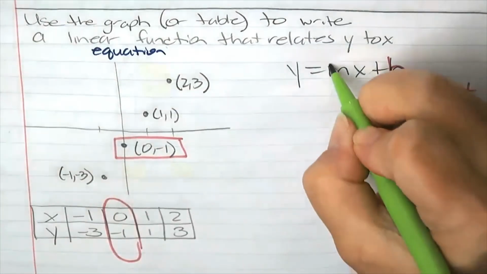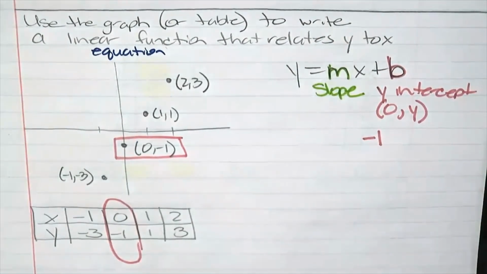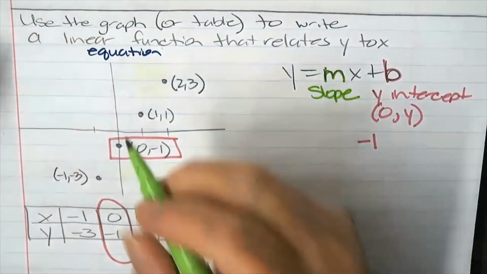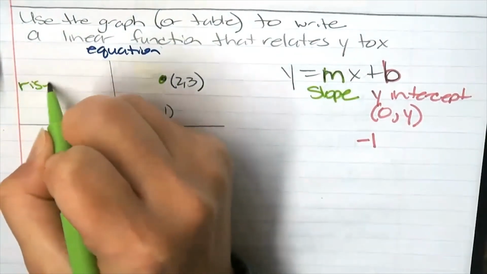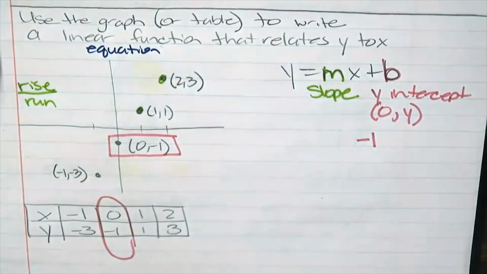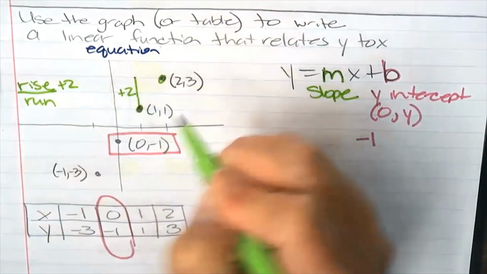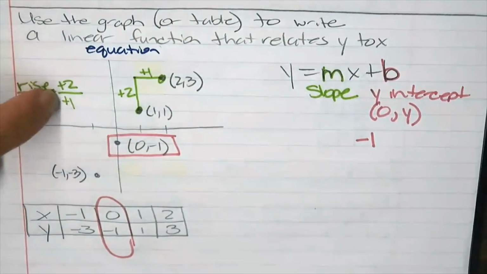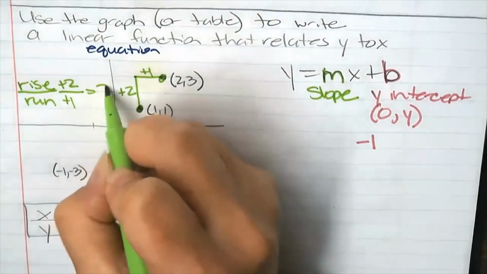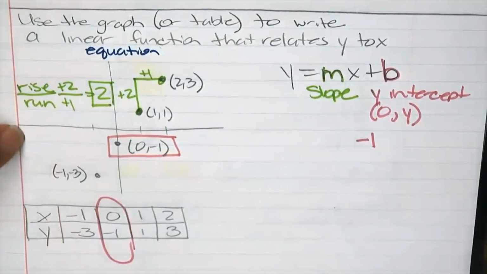We also know that m is the slope. And I know how to find slope on a graph. I'm going to pick 2 points, any 2 points. I'm going to use this point and this point. And I know slope is rise over run. So it looks like I'm rising 2, which is +2. And I'm running 1. What's 2 divided by 1? So this is how I find slope from a graph.